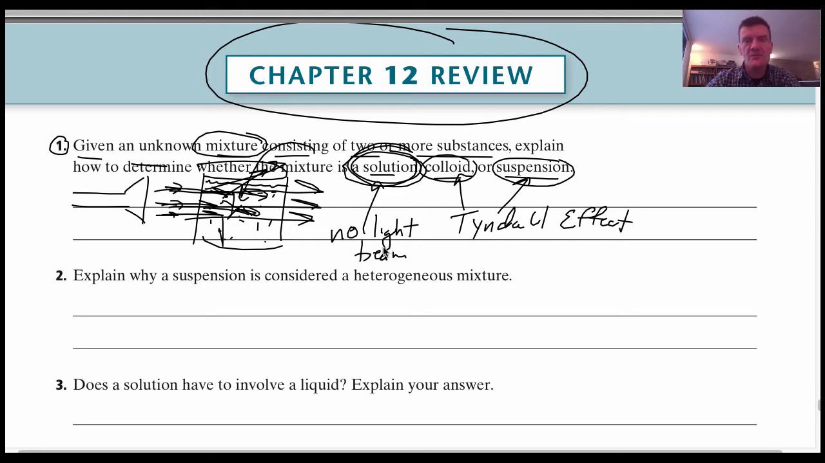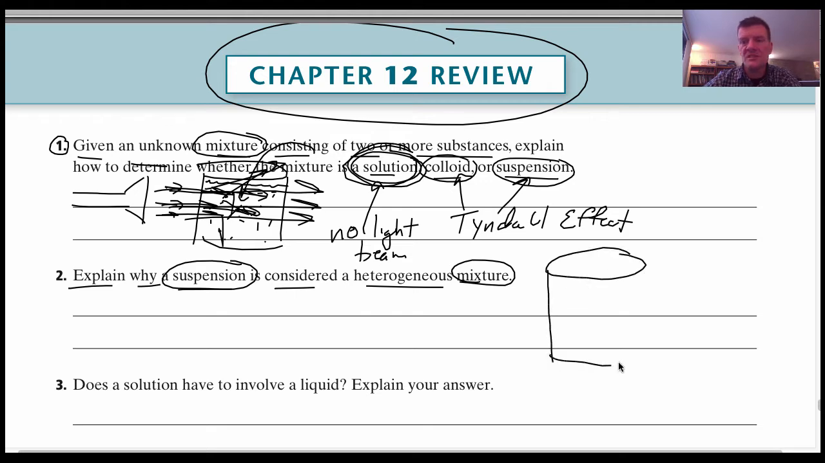And again, each of those are named that way and categorized that way depending upon the size of the particles of the solute. Explain why suspension is considered a heterogeneous mixture. Well, if you remember, suspension is something that if you let it sit over time, some particles are going to settle out.